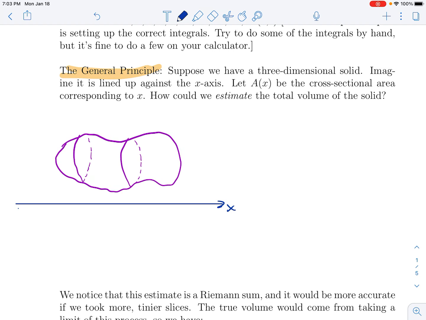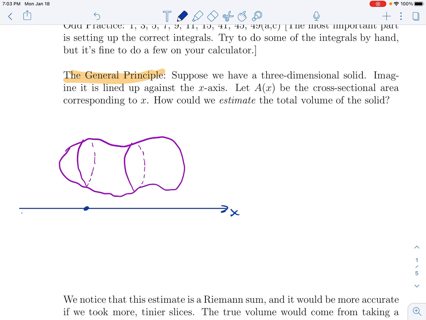And suppose we have a function that gives the cross-sectional area. So for example, maybe if here is x equals 1, then A of 1 measures the area just of that slice. If I were able to slice through, what is the two-dimensional slice of this thing corresponding to x equals 1, what would that be? Or maybe here is x equals 4, and there's a slice there, maybe not exactly the same shape. A of 4 would measure the area of that slice. So how could we estimate the total volume of the solid?